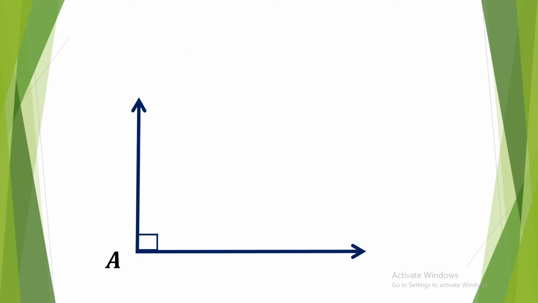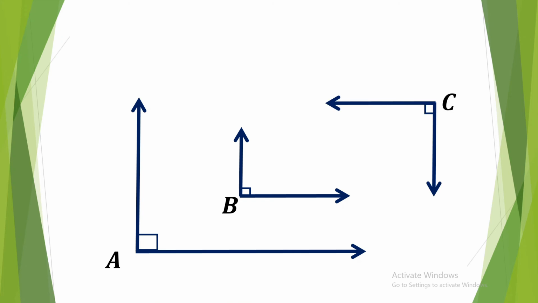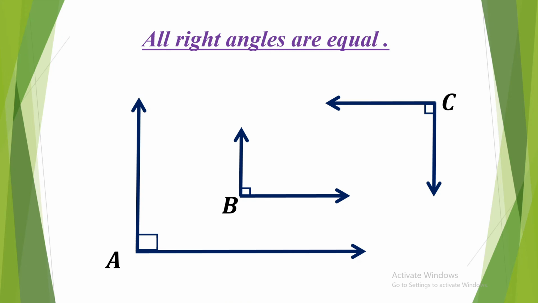Next, we have here a right angle, angle A, and another right angle, which is a smaller one, named angle B, and another angle, angle C. Take note that right angles measure 90 degrees. So that means all these three angles are congruent because they have equal measurement. So the next postulate is all right angles are equal.